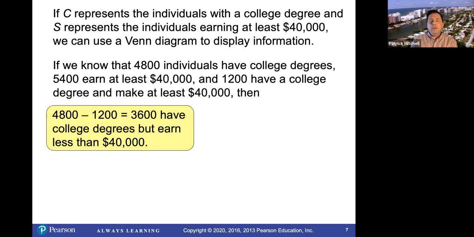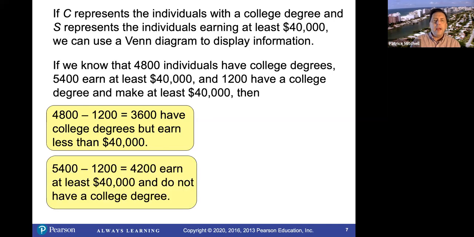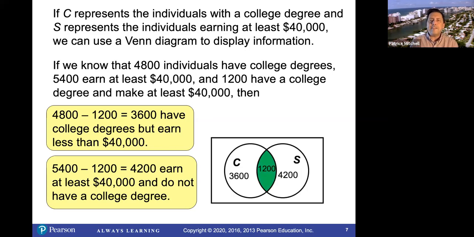Okay, so that's why we subtract the 1,200, because we know that those 1,200 are included within the 4,800. And then similarly, you can say that 5,400 minus 1,200, which is 4,200, earn at least $40,000 but do not have a college degree. And then you could summarize that information in the Venn diagram like this.